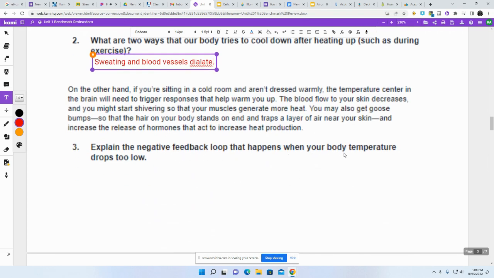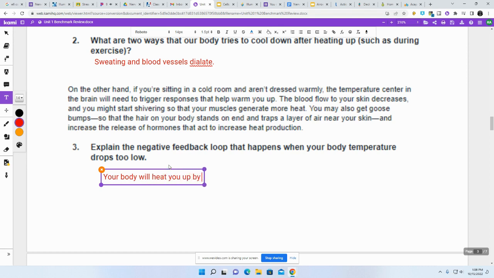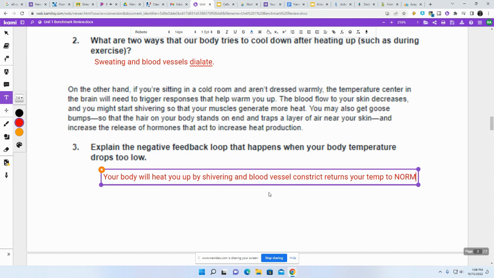Explain how the negative feedback loop happens when your body temperature drops too low. All right, remember, negative feedback, it always does the opposite and returns you to normal. Remember that word, normal. Anyways, so what happens if body temperature goes too low? All right, so if it's going low, your body will heat you up by shivering and blood vessels constrict. Still pretty sure dilate is spelled right? I don't know. If you guys figured out how to spell it, let me know. Blood vessels constrict. And then it returns your temperature to normal. Remember that word, normal. Anytime it returns to normal, that's negative feedback.